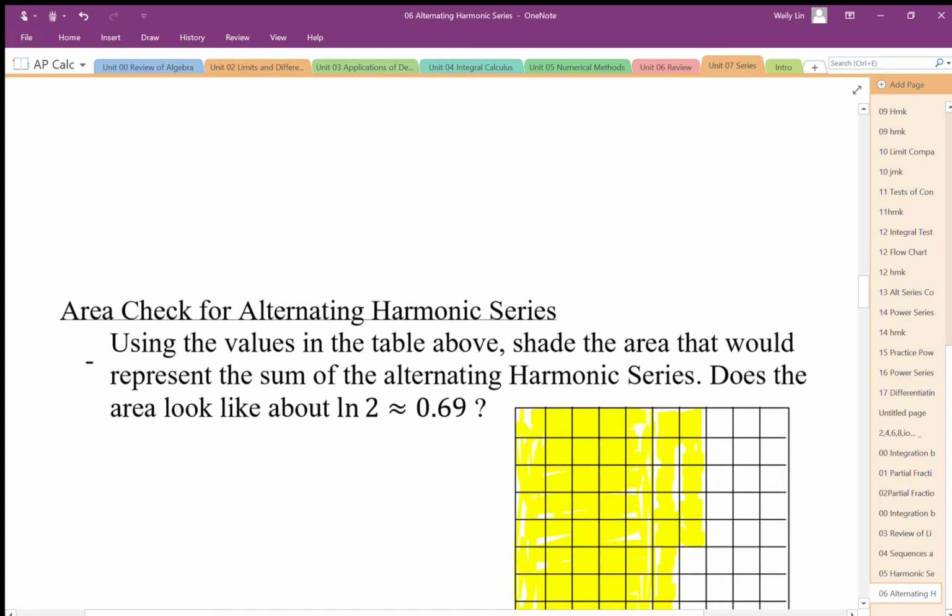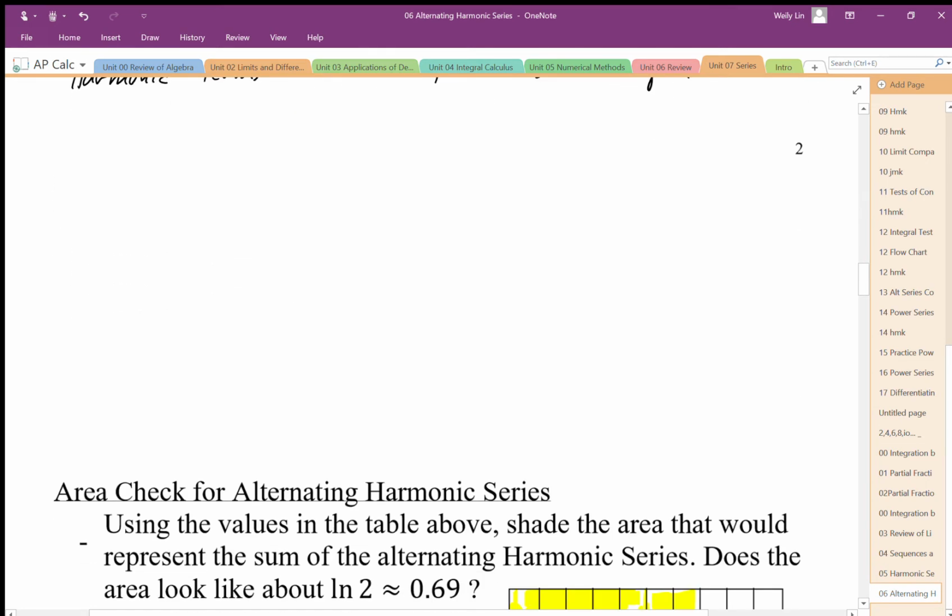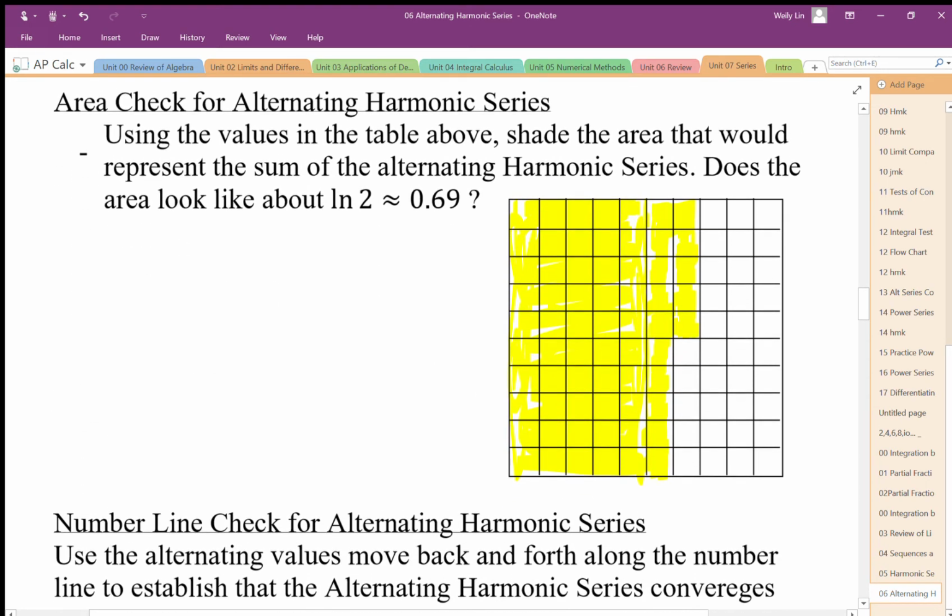Then 1/182, so it's going to be about half of a square. Then 1/240, about another half square, and we're starting to get a limit here. If I count this up, this is going to be about 6, 1, 2, 3, 4, 5, 6. Let's say 0.67, and it's just going to keep on growing a little bit more and a little bit more. So it's looking to be closer and closer to this number, which seems reasonable.